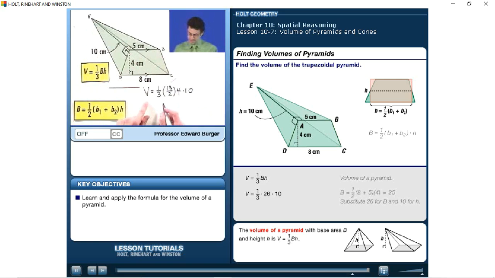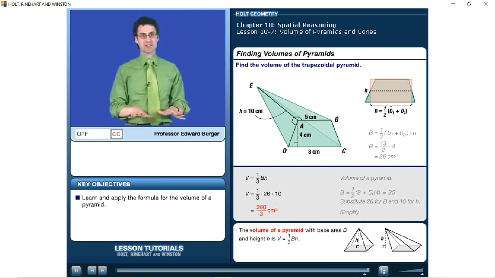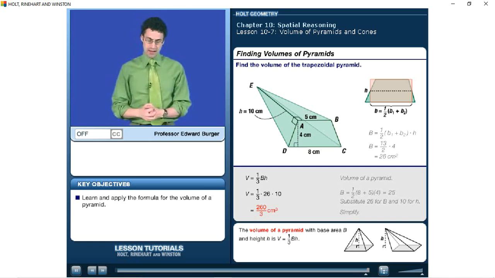So I put all this together, and what do I see? Well, I can simplify a little bit here. I can see this is just a 2, and so I see 2 times 13 is 26, times 10 is 260, divided by 3. That is the volume. What are the units? The units are centimeters cubed. Isn't that great? It's so much fun. So even the exotic objects can, in fact, have a volume that we can find ourselves. Cool.